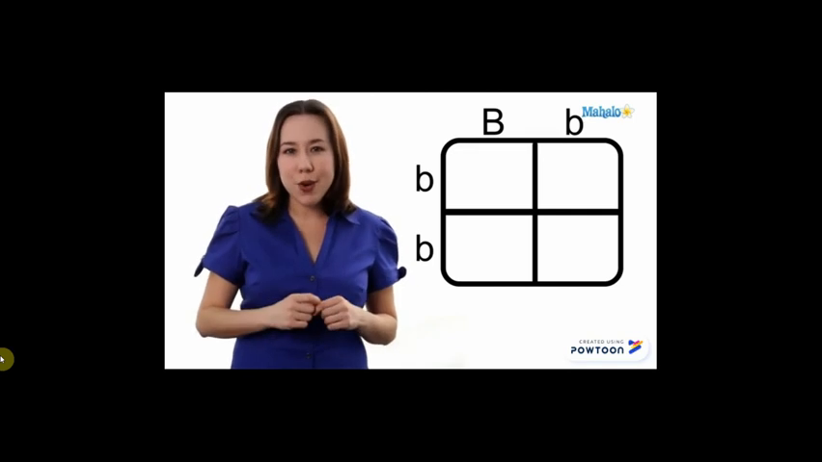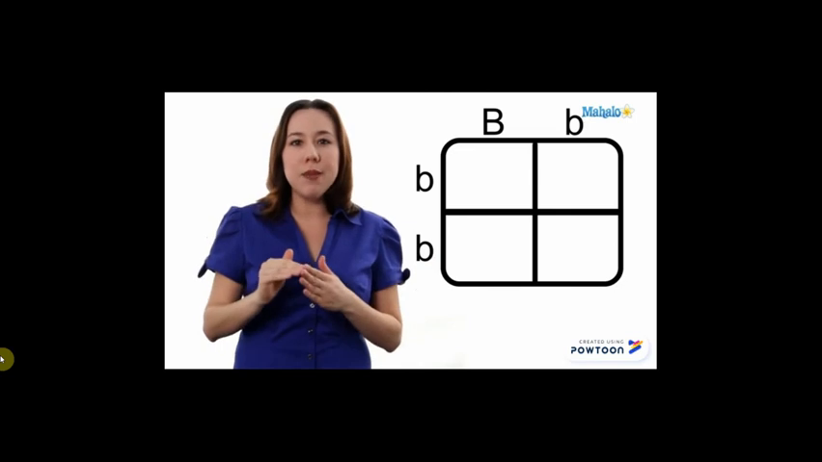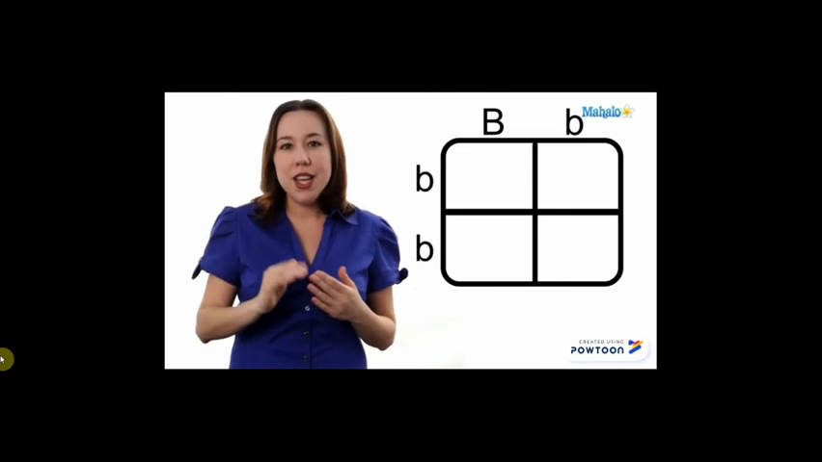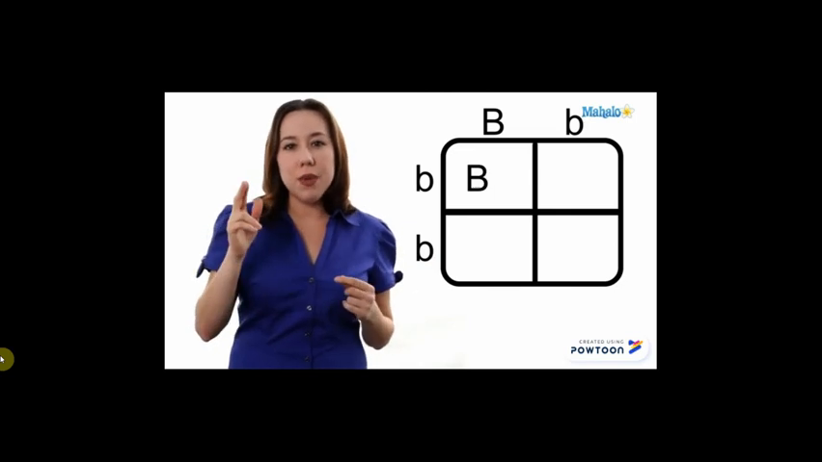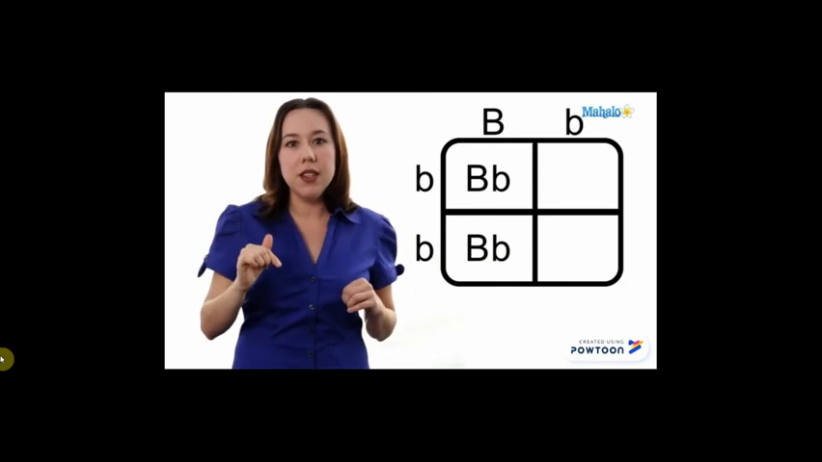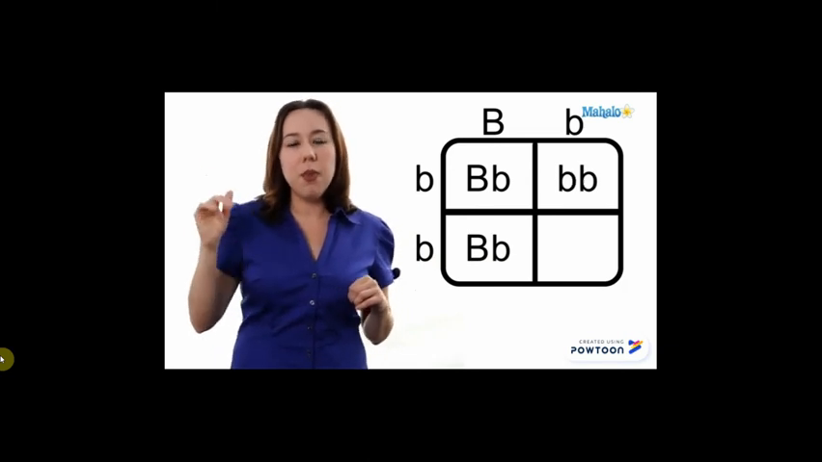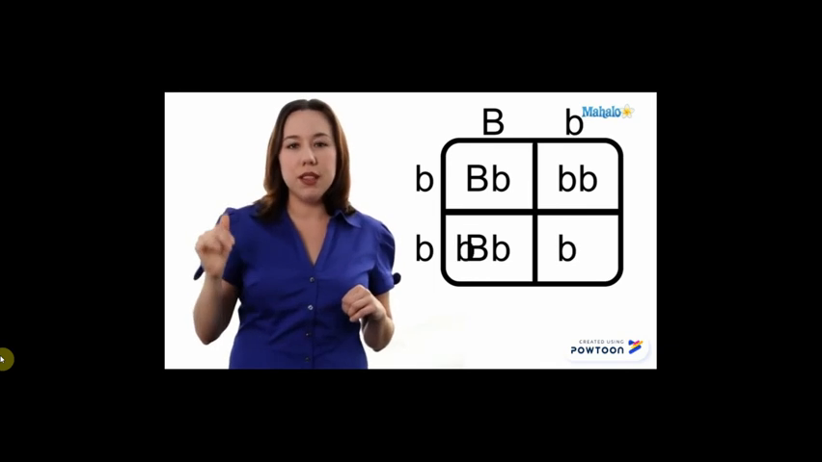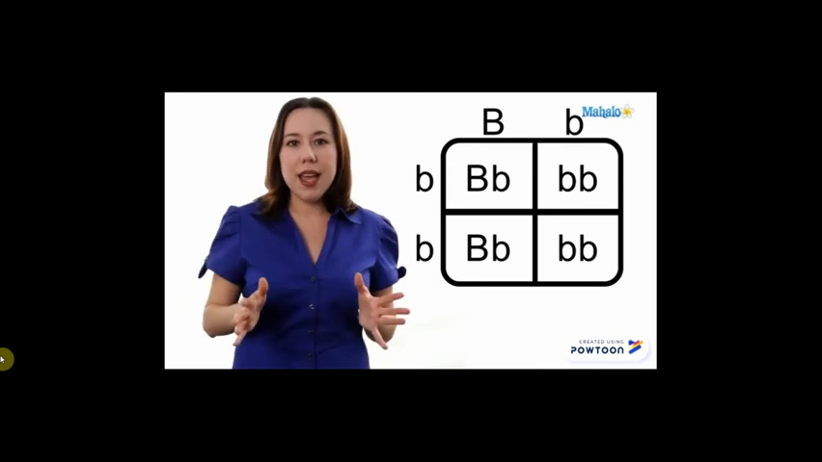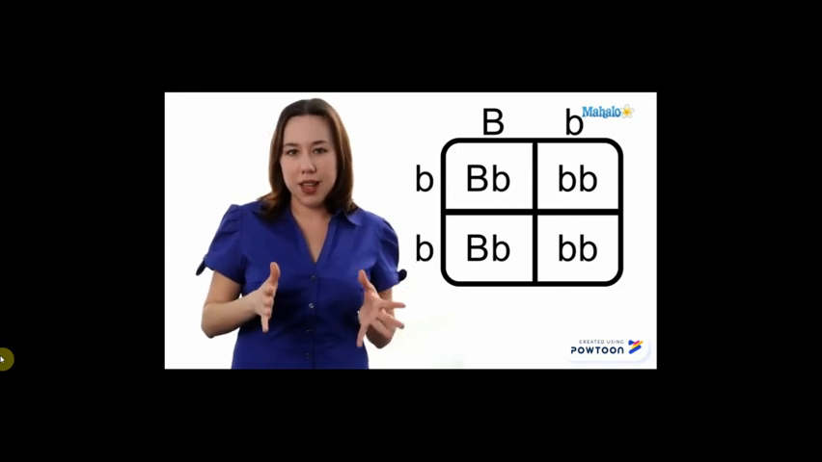Alrighty, it's time to do our cross. Now, we're going to take one from the top and one from the left, and we're going to bring them down into those squares. So, we have on our top, big B, little b, then bring another big B, little b down. In our right square at the top, we have little b, and in our bottom right square, we have little b. Okay, what does that mean for the probability of getting an offspring with what kind of eye color?